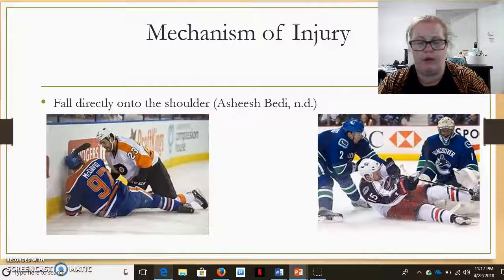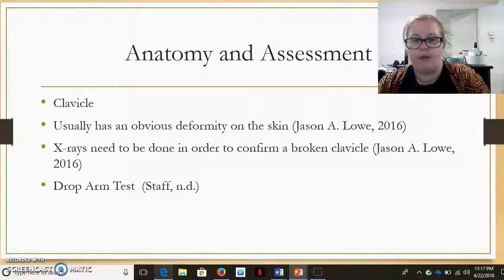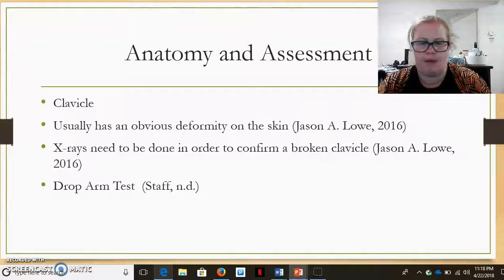So whether you're skiing or whether you're skating and then you fall directly on your shoulder, you slip, somebody trips you, which again is very common because of the violence found in hockey. So the clavicle, if it's broken, it usually has a deformity on the skin. So you can feel it, but an x-ray has to be done in order to confirm a broken clavicle. So you can't just look at it and say, oh yeah, broken clavicle, even if it might be very easy to look at and say that.